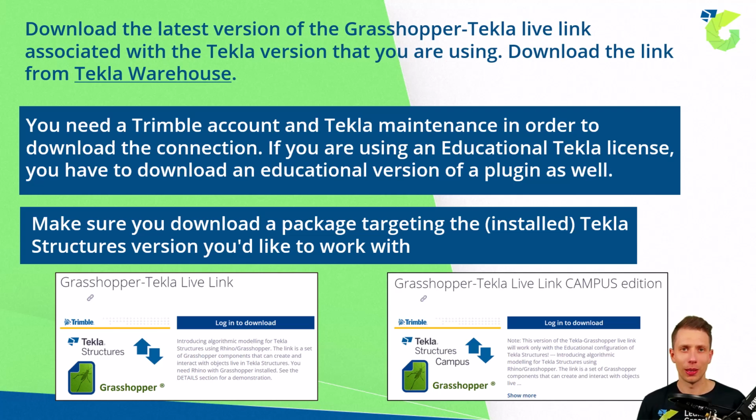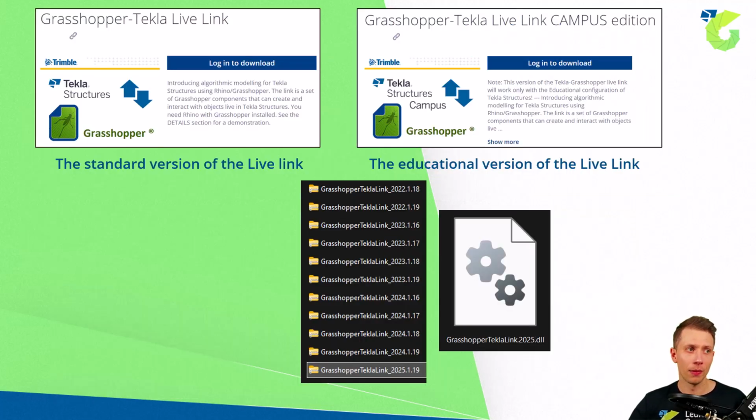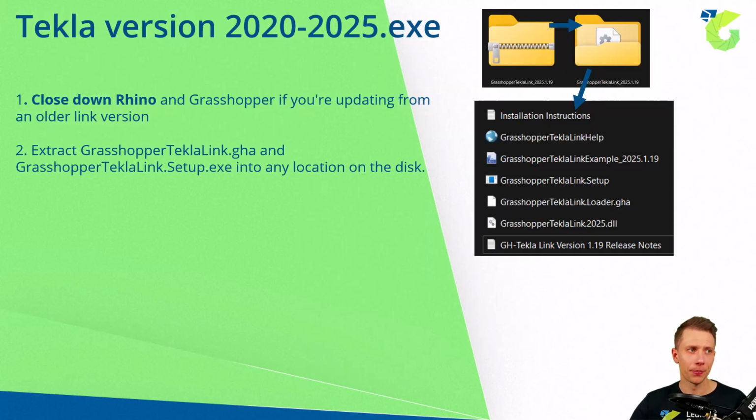I am going to repeat because it's one of the most common mistakes that students are making. And this Grasshopper-Tekla Live Link can, of course, be found on the warehouse, where, if you have access to the maintenance version of the subscription model, you can just download it. All right, so now let's go through the whole process.